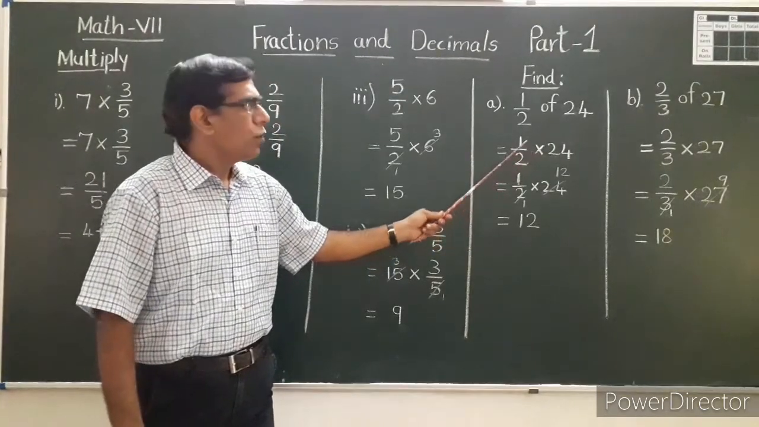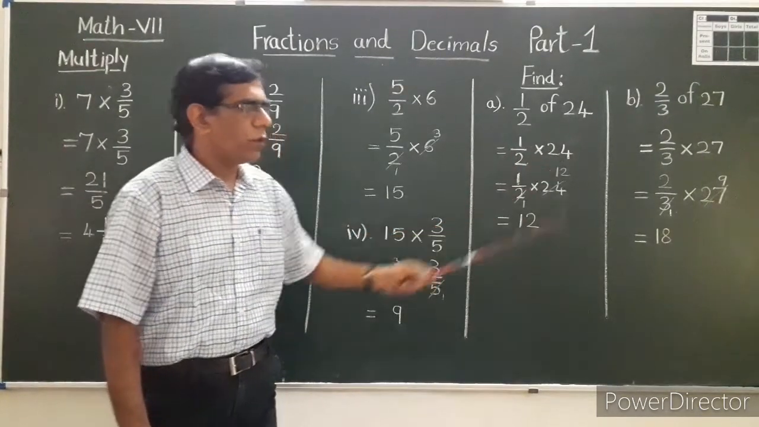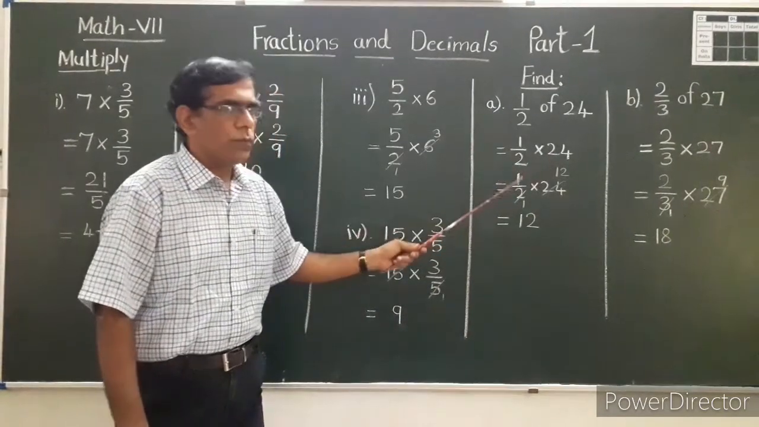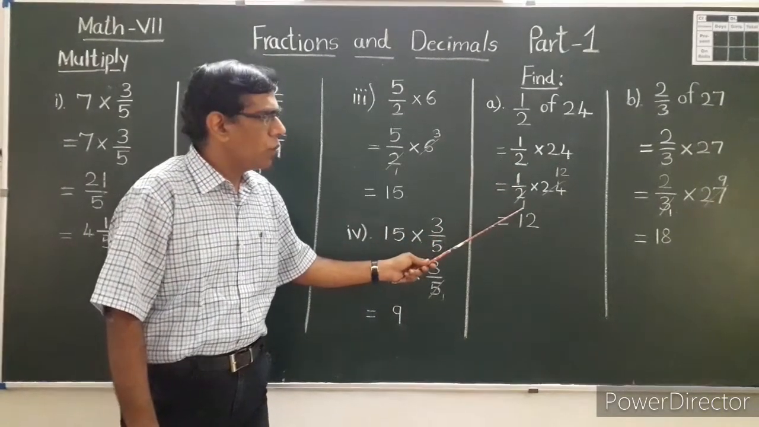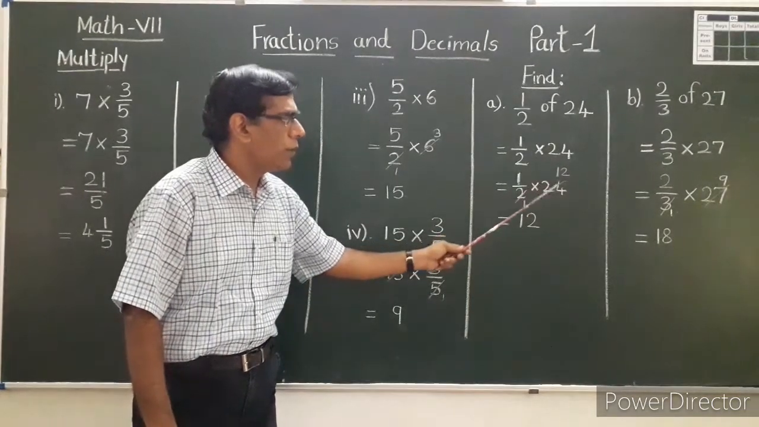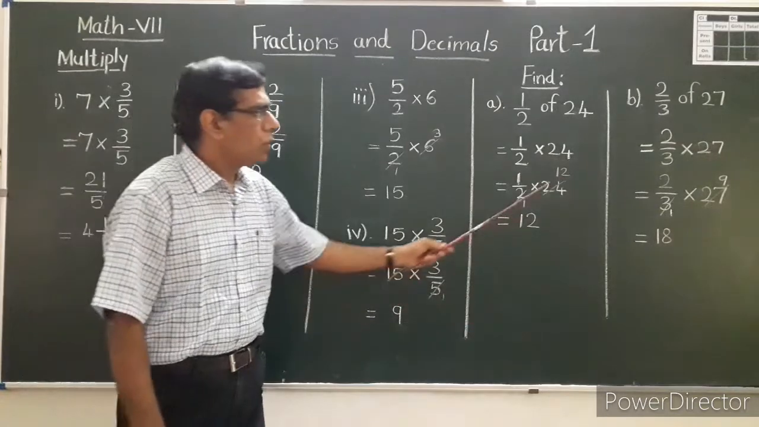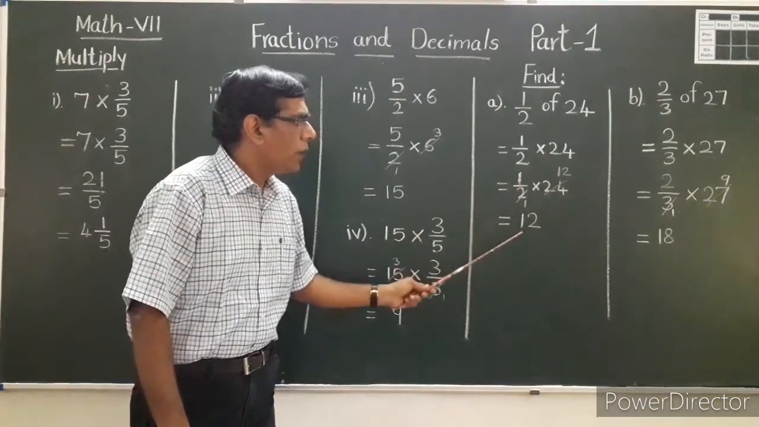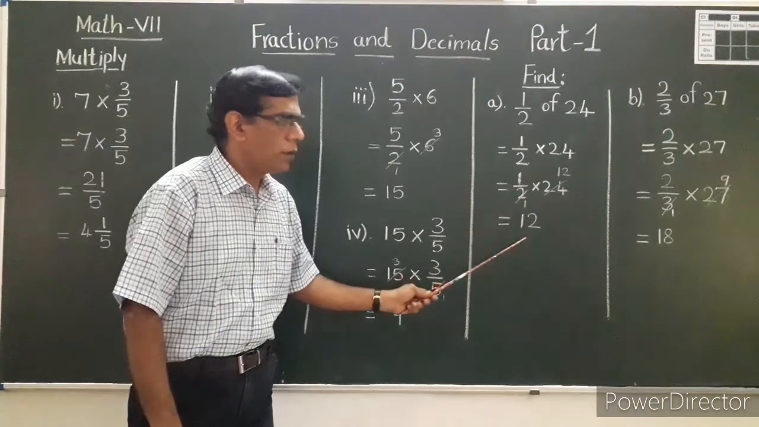Here, 1 by 2 into 24. Now I cancel 24 from 2. So 2 ones are 2, 2 twelves are 24. So now I multiply these two numbers. 1 into 12, 1 twelve is 12.